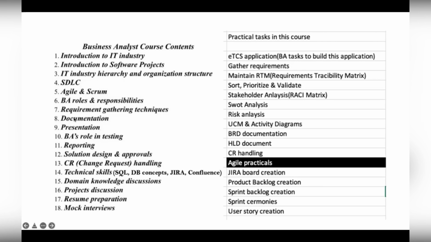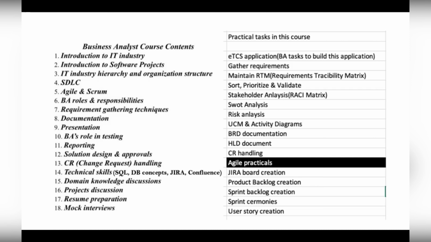The eighth chapter is BRD documentation and the HLD documents that a BA should prepare. Whatever requirements you gather, you have to fill it up in this BRD. BRD has certain components; it is a template. You just need to write it in your own words. What are the functional requirements? What are the non-functional requirements? And what are the use case diagrams? Just fill it up, and that will be like an agreement between the business and the tech team that we are going to develop such an application.